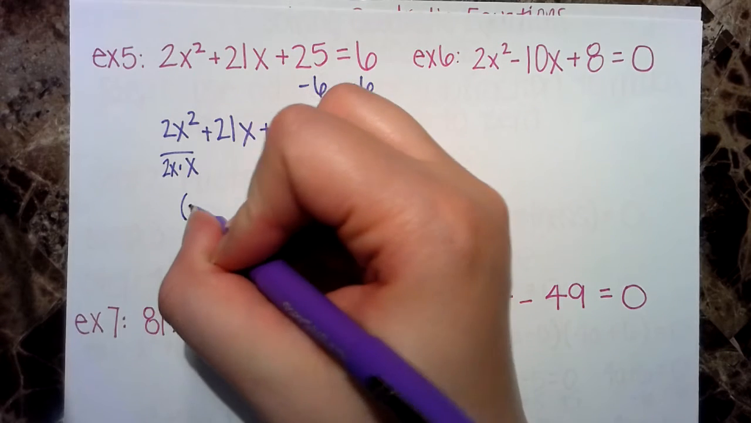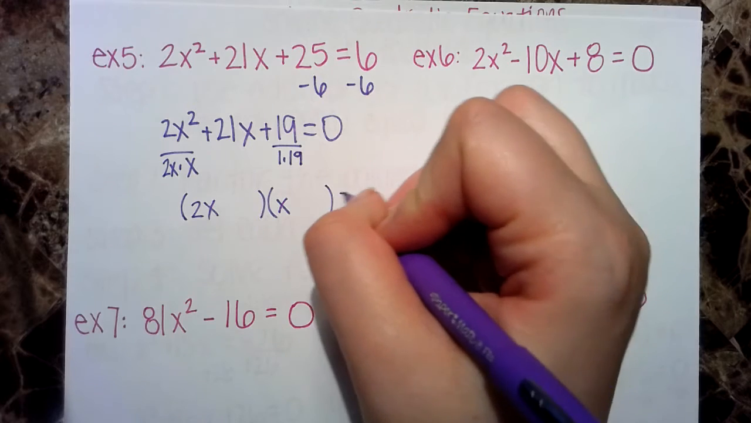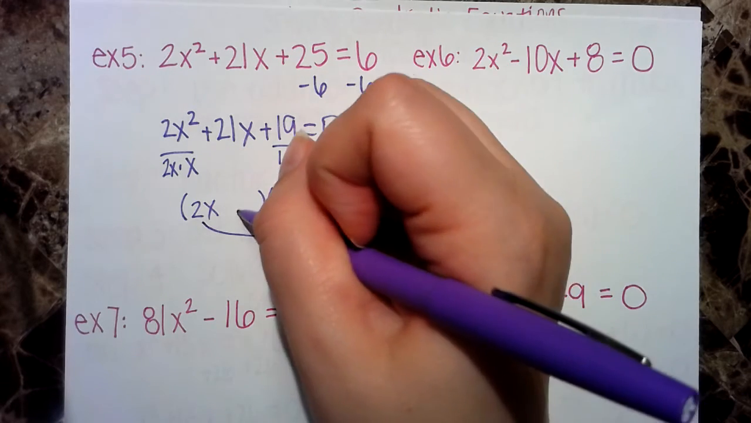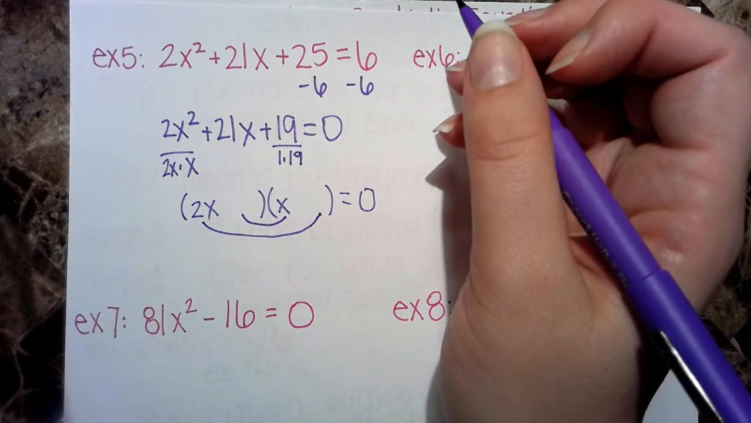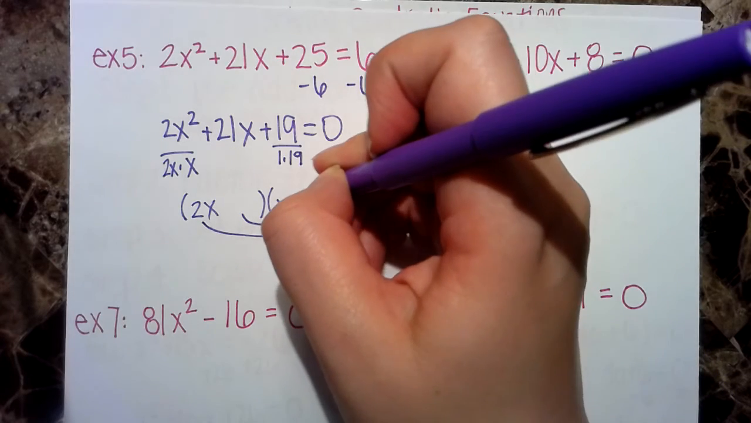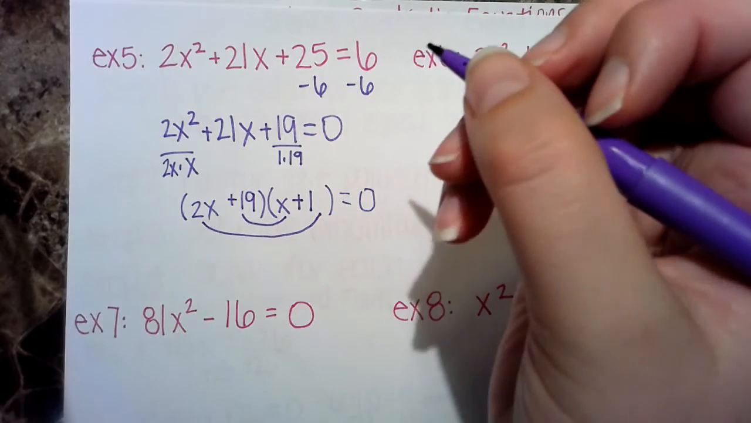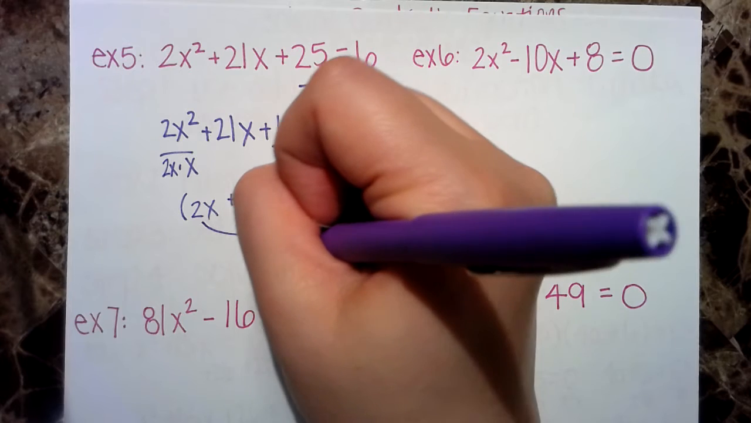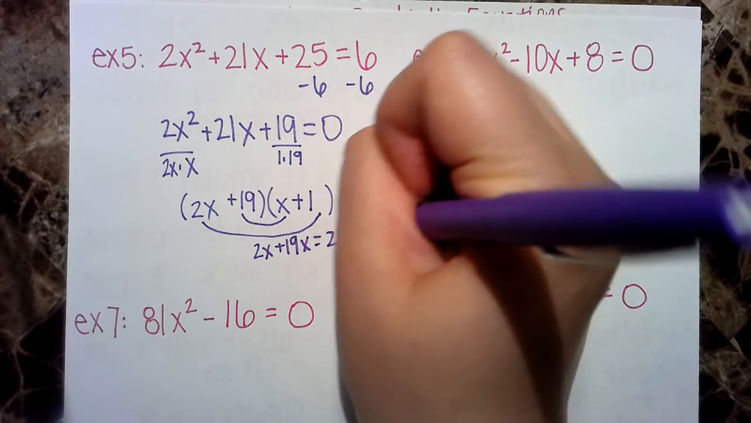I'm then going to set up my first terms in my binomials and set it equal to 0. And I'm going to say 2x times what? And something times 1. How is that going to get me 21? So I'm going to put the 1 here, and it's going to be positive, and I'm going to put the 19 here. And the reason for that is that 2x plus 19x does equal 21x, so I'm good to go.